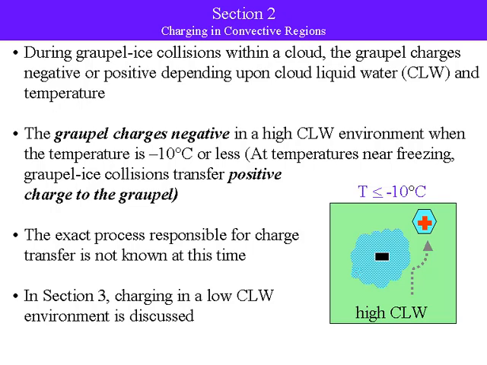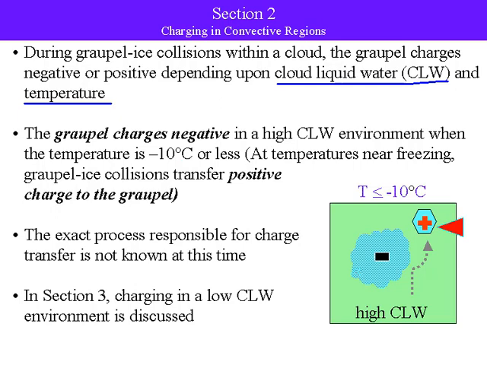During these graupel-to-ice collisions within a cloud, the graupel charge is negative or positive depending on a couple of factors. The first is the cloud liquid water, and the second is the actual temperature within the cloud. The graupel charge is negative during the graupel-to-ice collision in a high cloud liquid water environment at temperatures at negative 10 Celsius or less. So this little schematic over here represents this. When the temperature is below about minus 10 degrees Celsius, graupel particles colliding with ice crystals result in graupel charged negative and ice crystals charged positive.